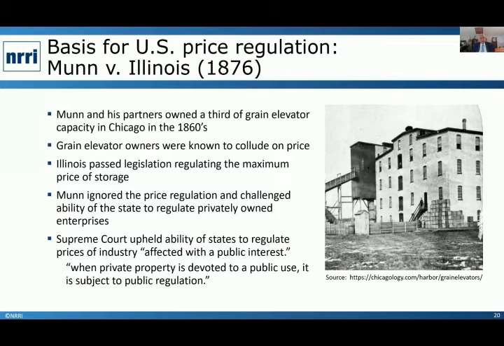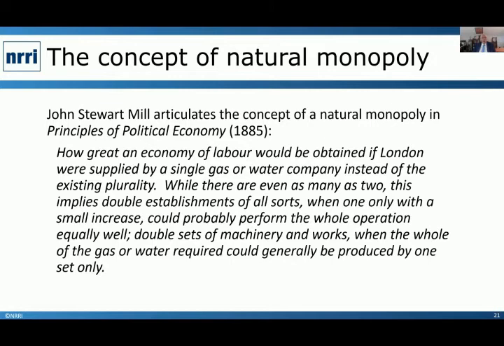Well, one of the reasons that we regulate utilities is because they're what we call natural monopolies. John Stuart Mill articulated the concept of a natural monopoly in his Principles of Political Economy in 1885, when he wrote, "How great an economy of labor would be obtained if London were supplied by a single gas or water company instead of the existing plurality. While there are even as many as two, this implies double establishments of all sorts, when one only, with a small increase, could probably perform the whole operation equally well. Double sets of machinery and works, when the whole of the gas or water required could generally be produced by one set only." So that introduced the concept of a natural monopoly.